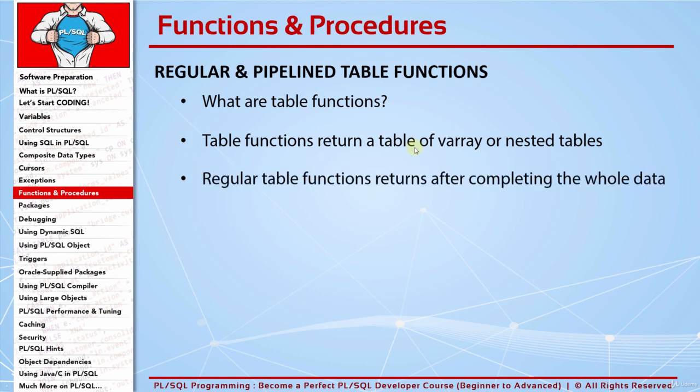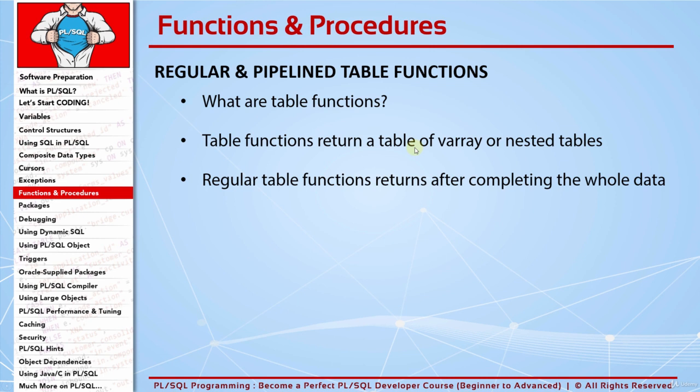A regular table function creates the entire collection in the memory and returns it after completing the creation. But this is a problem sometimes because the collection may have a large amount of data and this may fill your entire PGA. So you may have some problems about that. Besides, even if you want the first 5 rows of the collection, you will need to wait for the function to complete the entire collection. So this is also a problem.